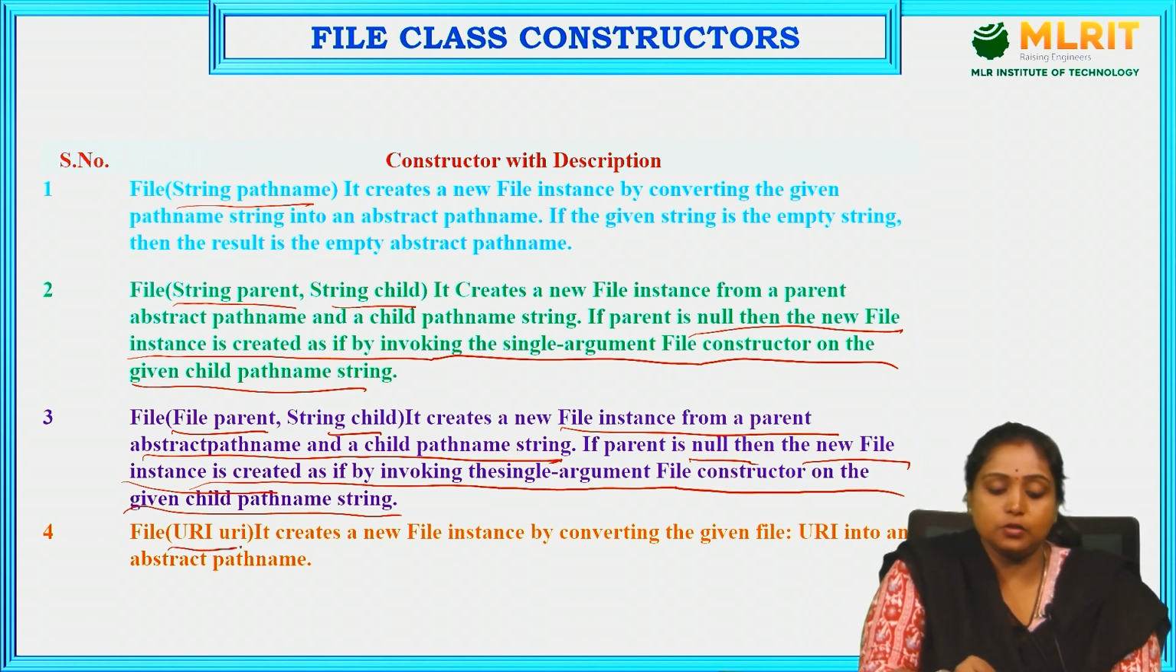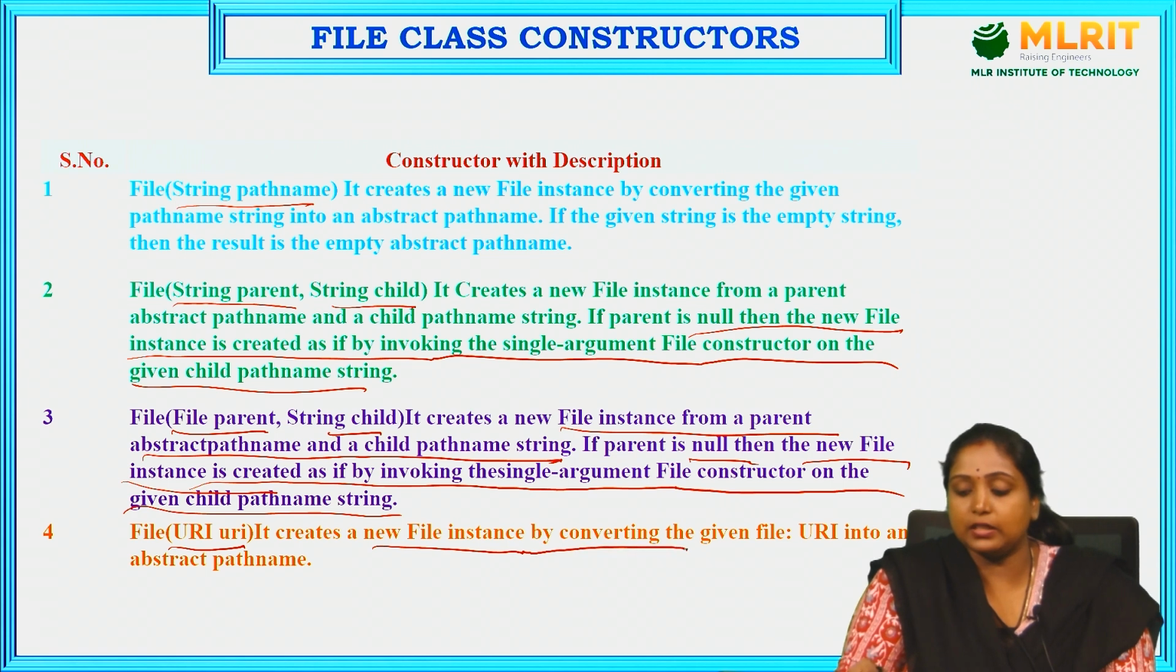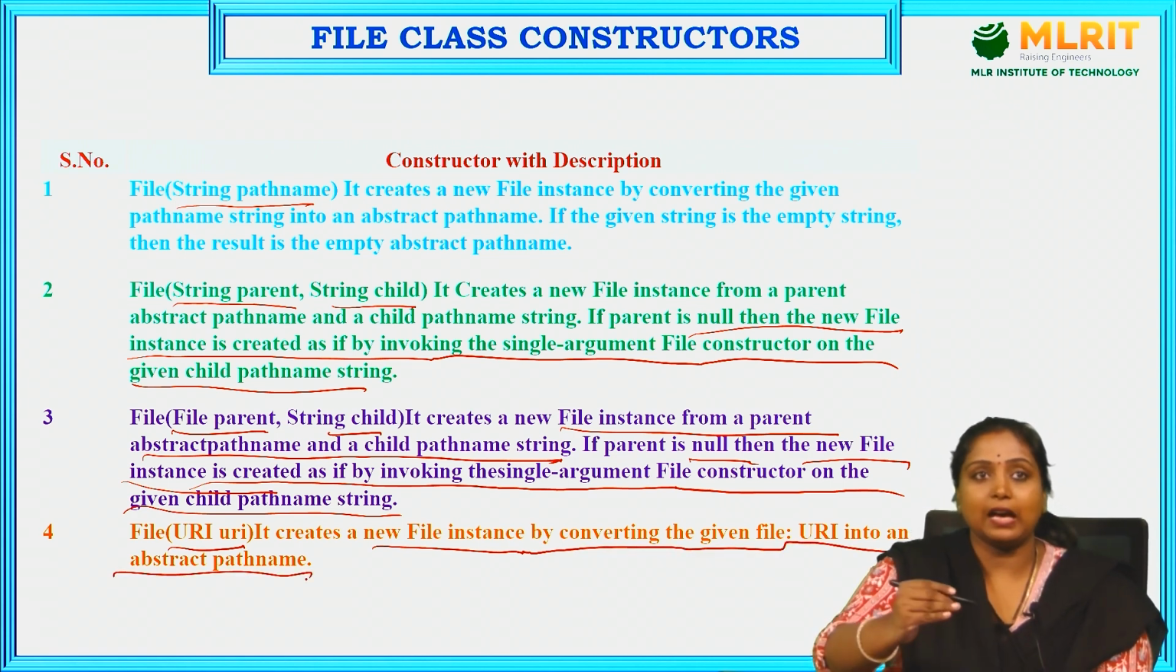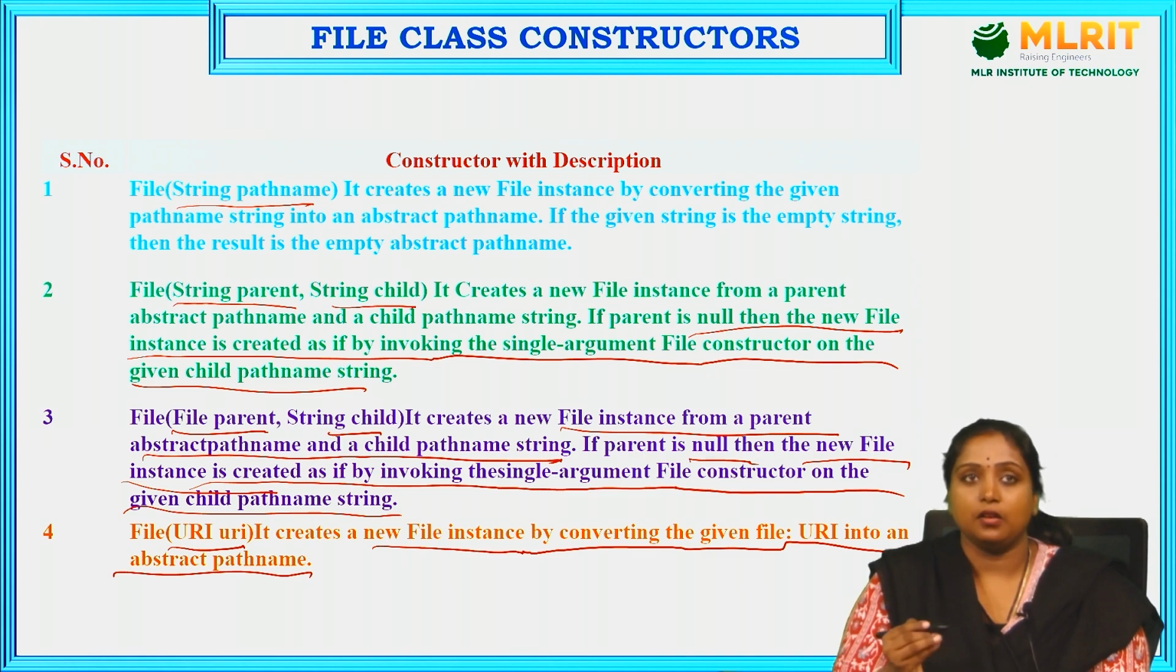You can give a URI also. It creates a new file instance by converting the given file URI into an abstract path name. So these are the four constructors which exist in a file.